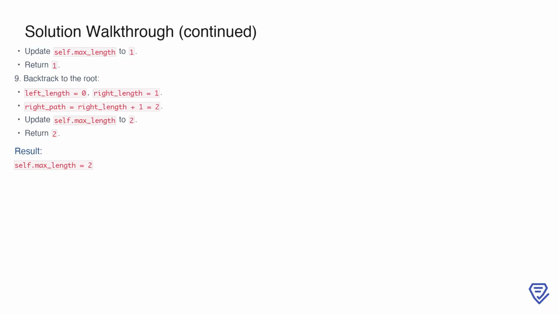At the root node, we calculate left_length as 0 and right_length as 1, the value returned from the right subtree. Since the right child's value matches the root's value, we calculate right_path as right_length plus 1, yielding 2. This updates self.max_length to 2, the longest Univalue path found in this tree. The final result is a longest Univalue path of length 2.